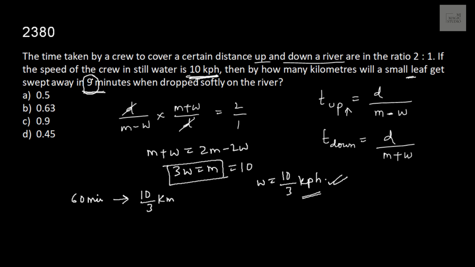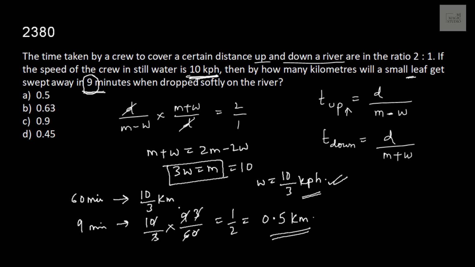So now in 9 minutes, simple unitary method, 10 by 3 into 9 by 60. Got it? This will be half a kilometer, that is 0.5 kilometer the leaf would be swept away in 9 minutes. That's in option A.